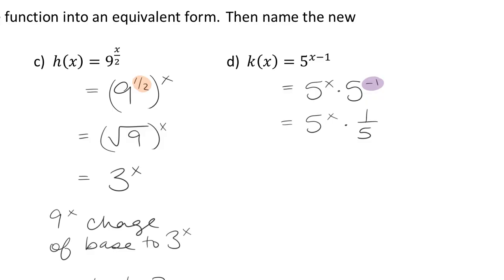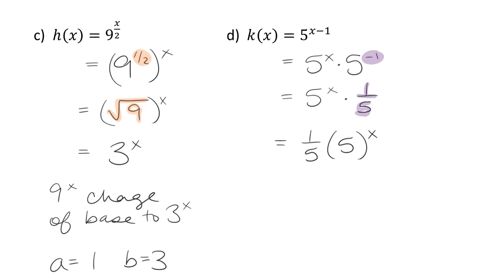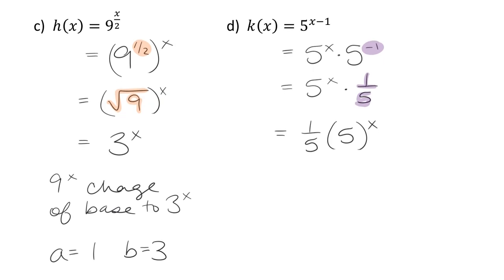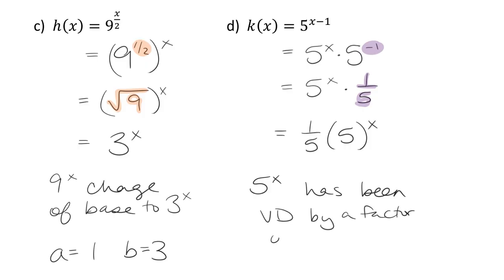Do I need to write a positive 1 exponent? I can, but I don't need to. So here we have this, and if we write it in the form we're used to seeing, this is 1/5 times 5 to the x power. Which means that we have taken what was originally a horizontal translation to the right one, and we have changed it so that 5 to the x now has been vertically dilated by a factor of 1/5.